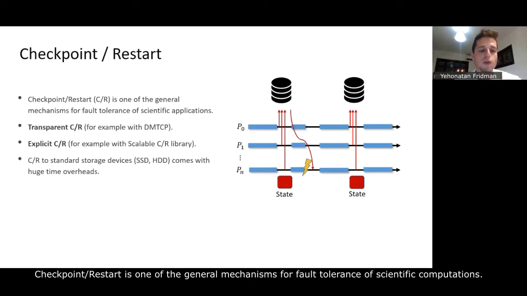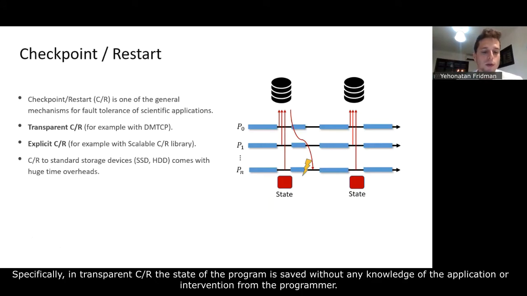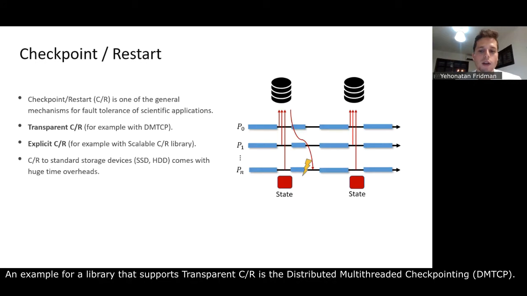Checkpoint restart is one of the general mechanisms for fault tolerance of scientific computations. Specifically, in transparent checkpoint restart, the state of the program is saved without any knowledge of the application or intervention from the programmer. An example for a library that supports transparent checkpoint restart is the distributed multi-threaded checkpointing, DMTCP.